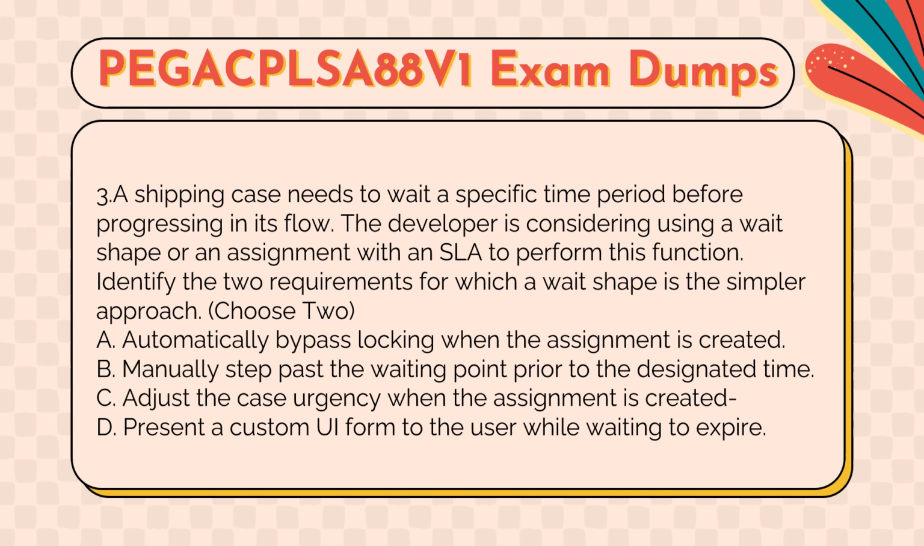Choose 2. A. Automatically bypass locking when the assignment is created. B. Manually step past the waiting point prior to the designated time. C. Adjust the case urgency when the assignment is created. D. Present a custom UI form to the user while waiting to expire.